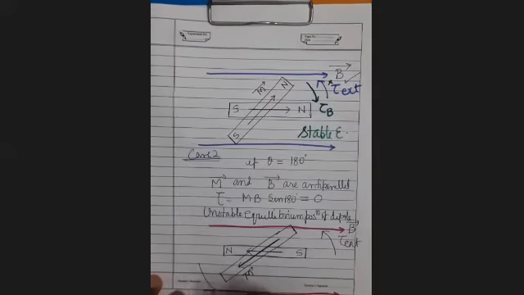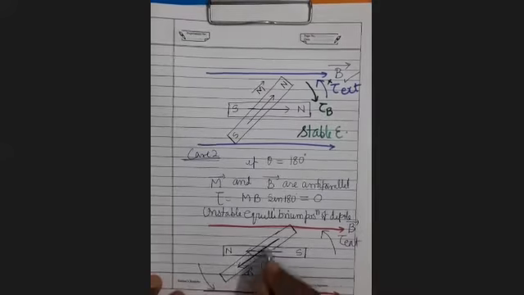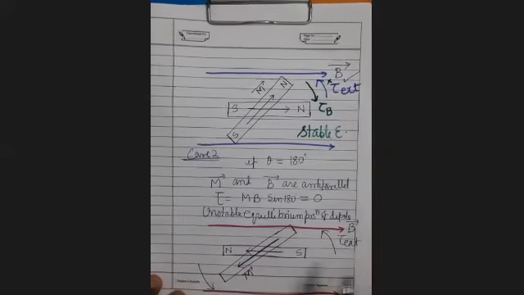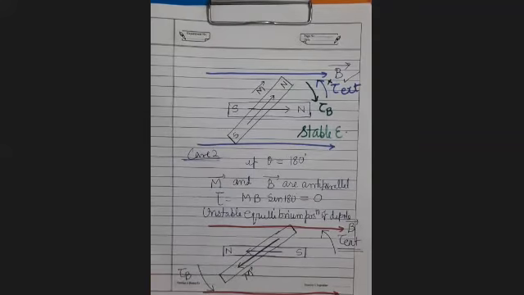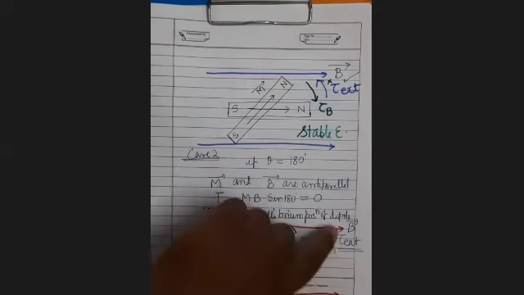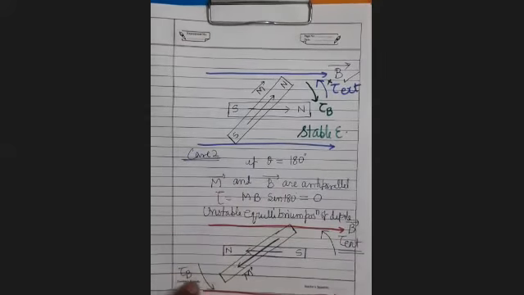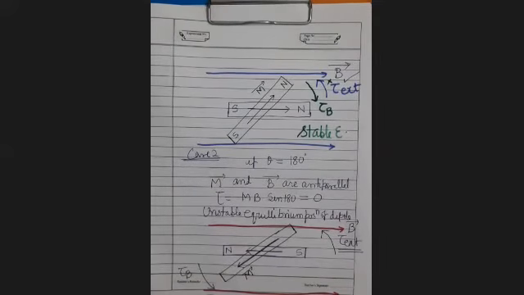And this torque will act in what direction? This is vector M and this is the vector B in this direction. So it will act in the same direction as the direction of the external torque. The external torque is acting anti-clockwise. The torque due to the magnetic field will also act anti-clockwise.